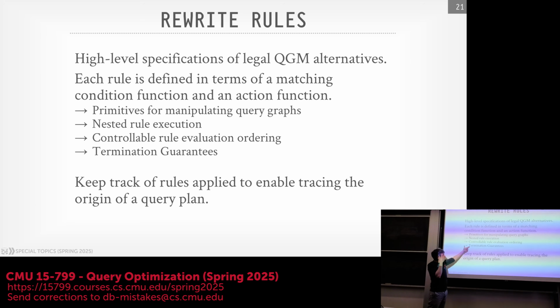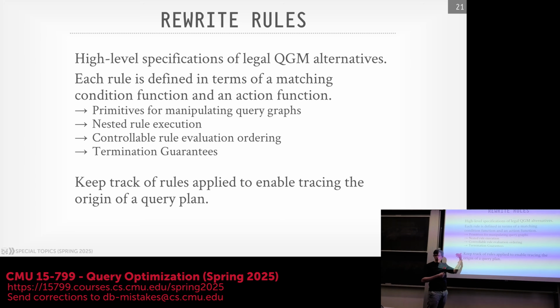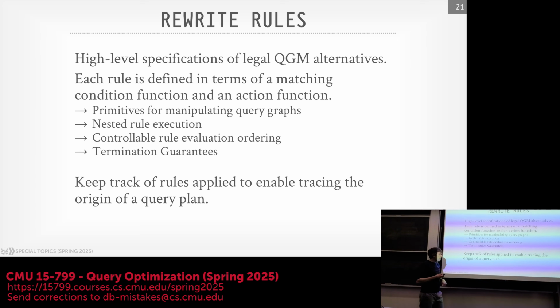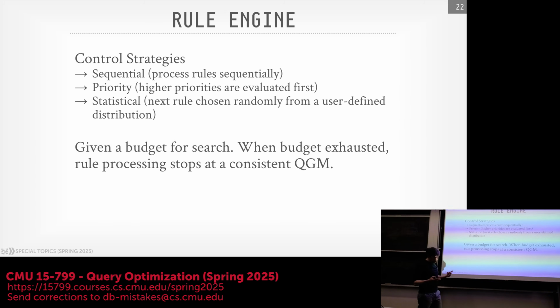And then they have to be able to guarantee that the rules will eventually terminate. We'll talk about how they handle that later on. Basically, they look at the wall clock: how long have I been rewriting? In other cases, you say if I apply 100 transformation rules, then once I do 100, I'm done. All right. So then they also have this rule engine as well.